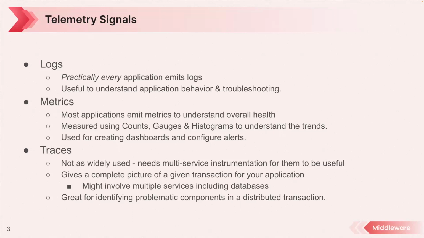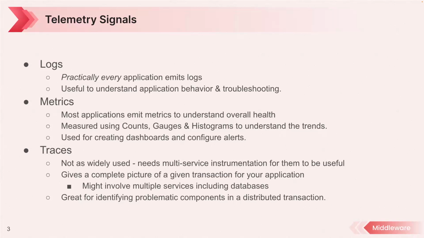The second signal is metrics. Now, metrics is kind of a mixed bag. Most applications start without metrics, I would say. And then as they mature, they see that, okay, we need to add metrics because we are scaling. We need to know how many users are accessing us, what's the request rate, what's the latency, and things like that. So metrics are good to understand the overall health of your application.